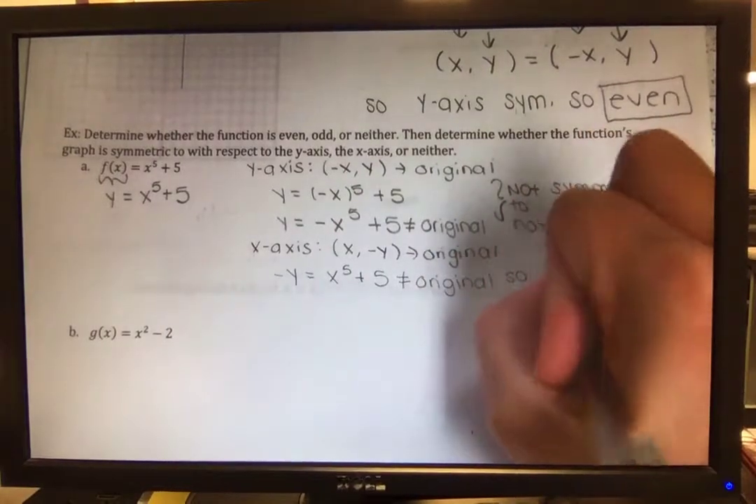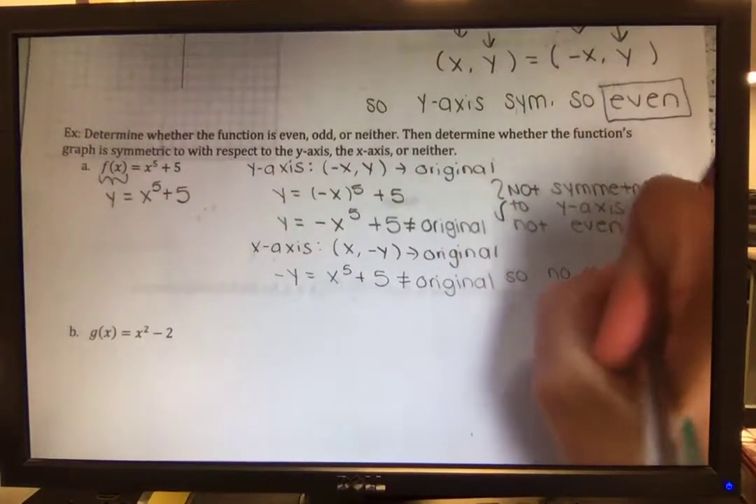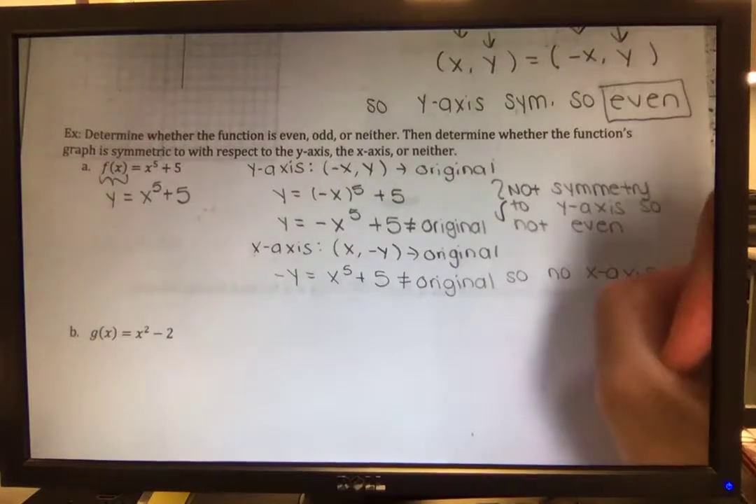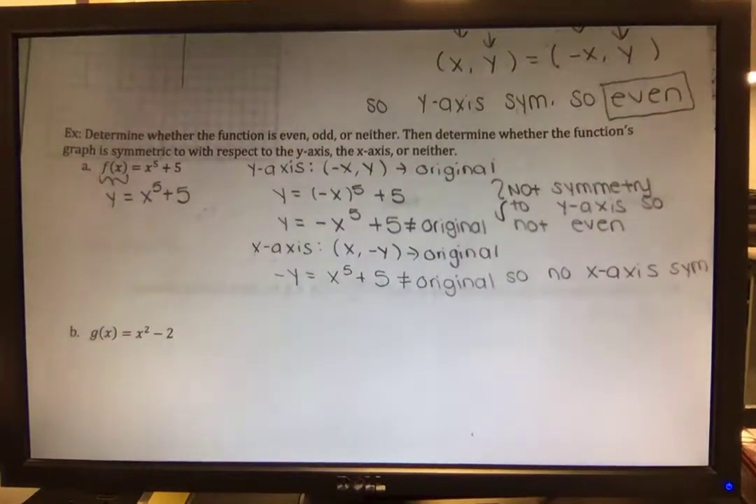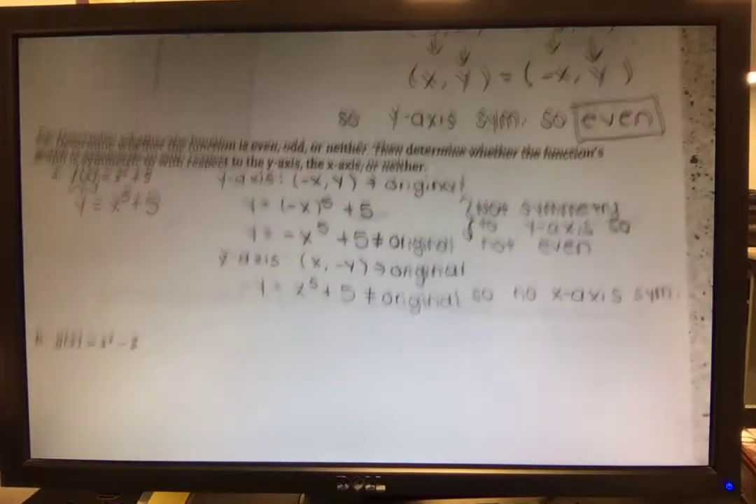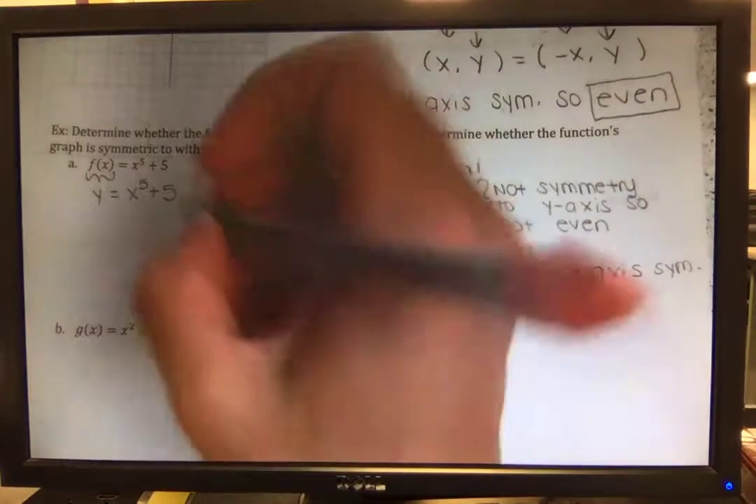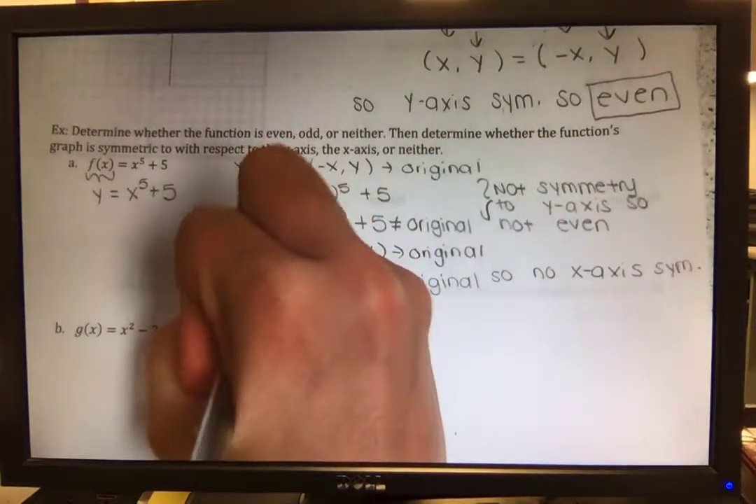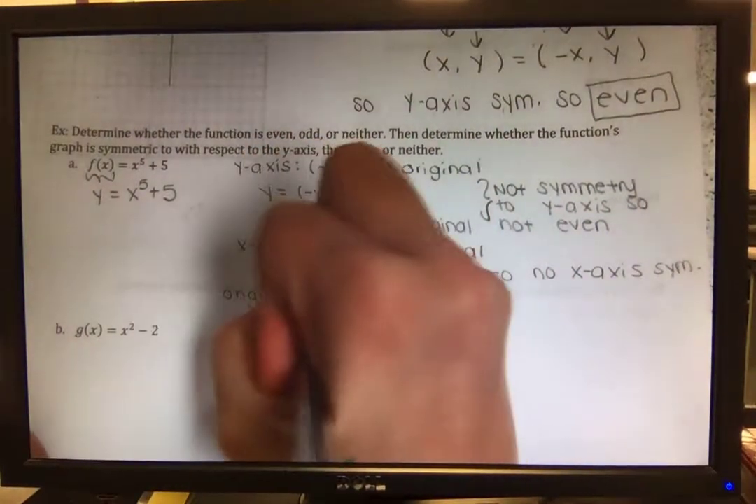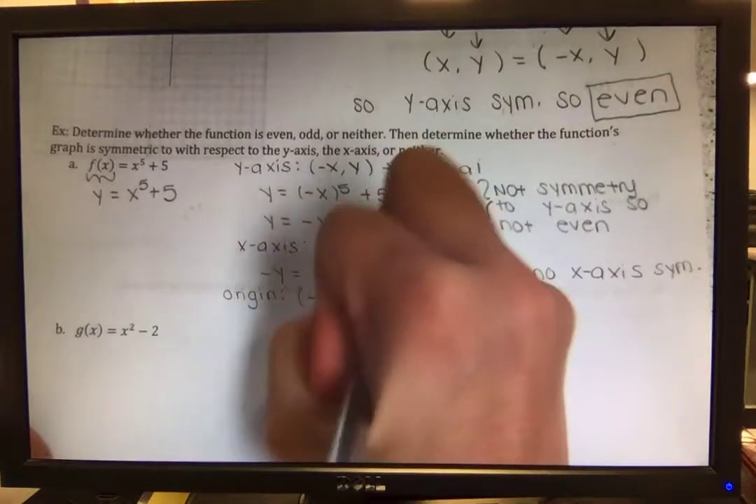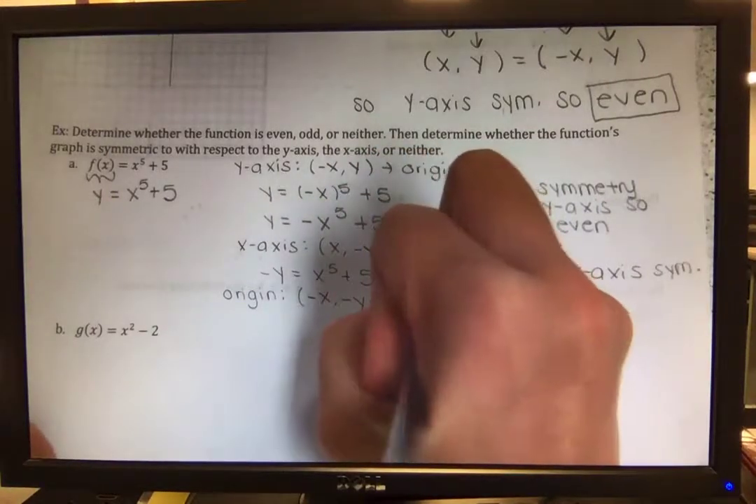So no x-axis symmetry. X-axis doesn't tell me even, odd, or neither, so the only thing I know is that it's not symmetric with respect to the x-axis. So our last thing to check is origin symmetry to see if it's odd. So plugging in negative x and negative y to see if we get the original equation out.